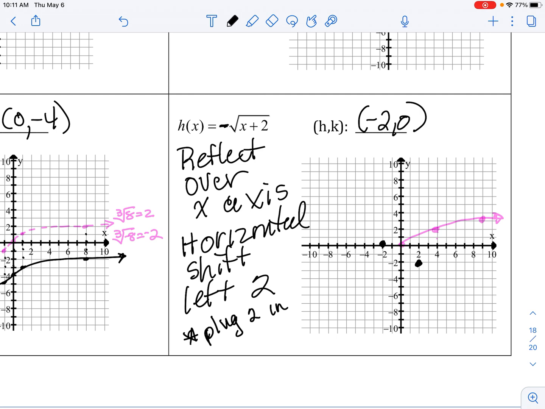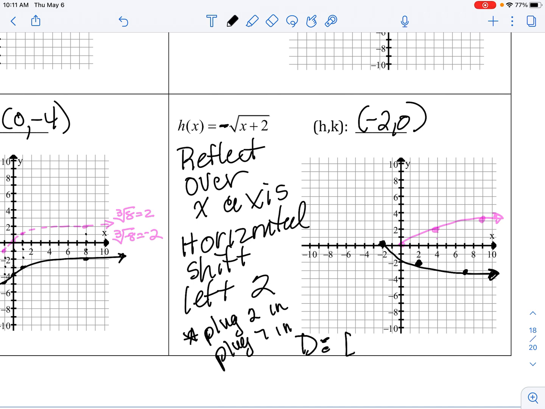Then I'm going to plug in 7. Why 7? Because if I plug in 7, I'm taking the square root of a perfect square. 7 plus 2 is 9. The square root of 9 is 3, so negative 3. So 7, negative 3. And that's your answer. Let's do domain and range.